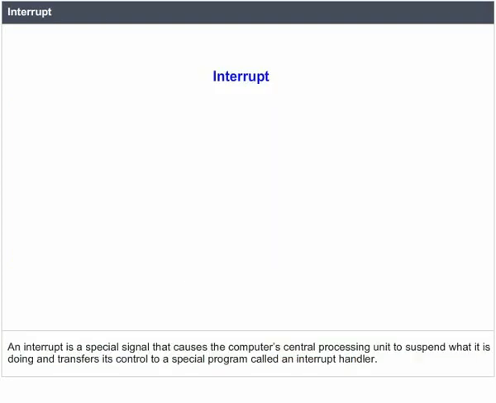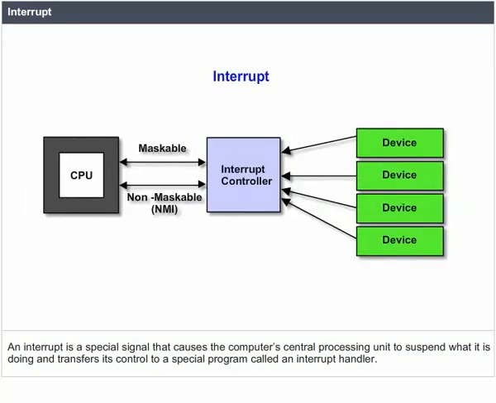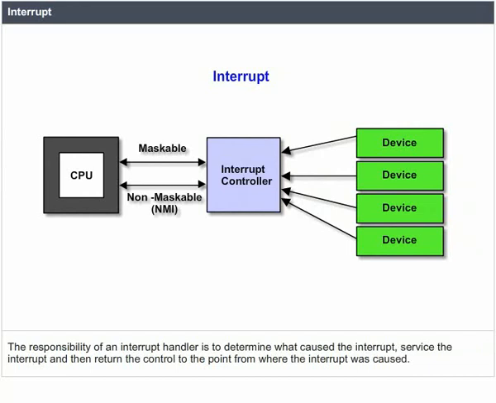Interrupt. An interrupt is a special signal that causes the computer's central processing unit to suspend what it is doing and transfers its control to a special program called an interrupt handler. The responsibility of an interrupt handler is to determine what caused the interrupt, service the interrupt, and then return the control to the point from where the interrupt was caused.